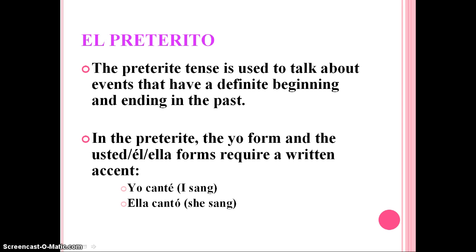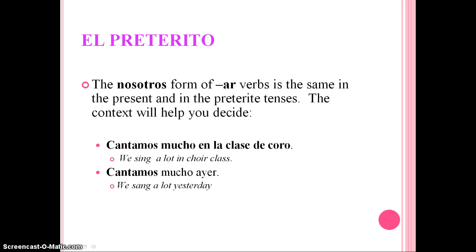In the preterite, you will notice that some of the endings have accents, specifically the yo form and the third person singular. The usted, él, and ella forms will have an accent on the end. Another thing you'll notice is that in the nosotros form, the present ending and the preterite ending are identical, so you will really need to look at the context when translating to decide if this is present or past.